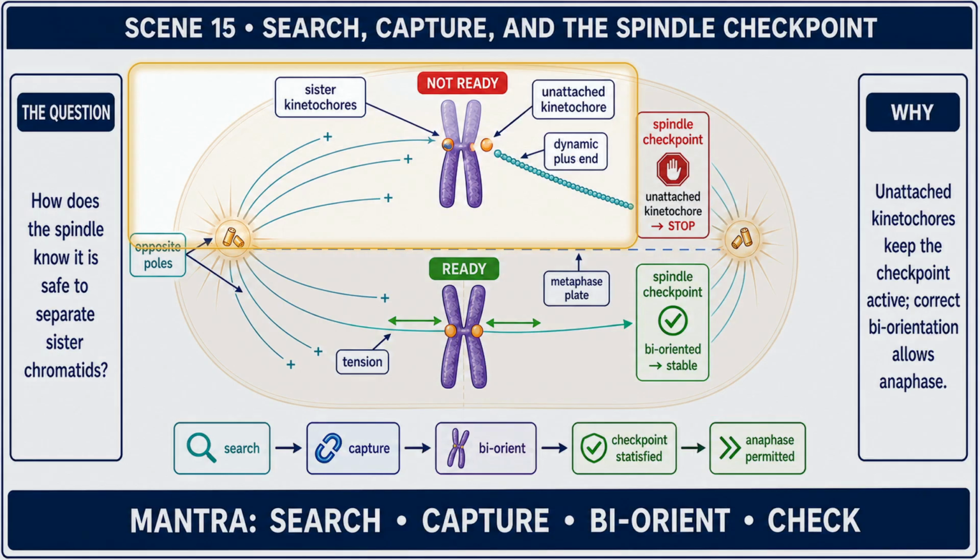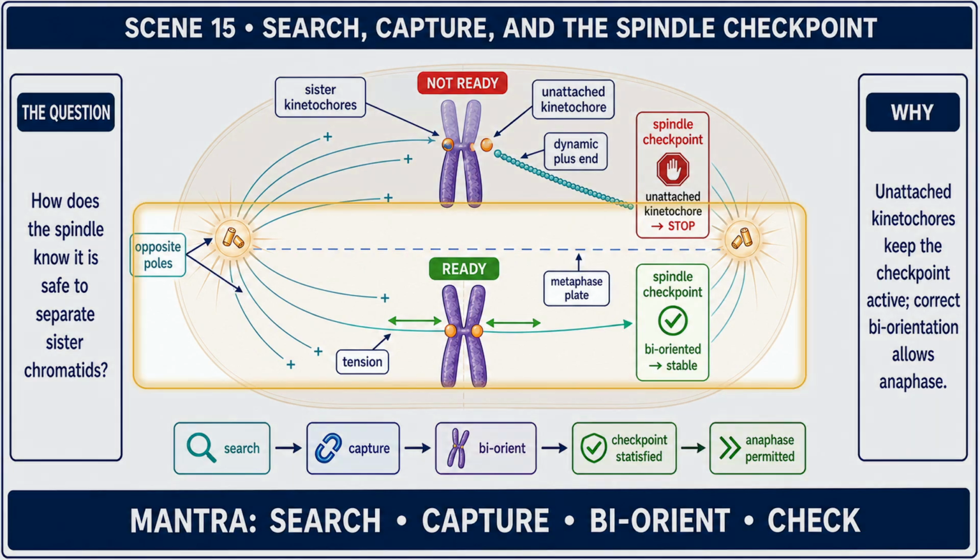Every chromosome must be attached correctly before sister chromatids can separate. Dynamic microtubule plus ends grow through the spindle and search for kinetochores. When a plus end captures one, the first attachment may still be wrong or incomplete. Correct biorientation means that the two sister kinetochores connect to opposite spindle poles. Pulling from opposite directions creates tension and helps stabilize that arrangement. Incorrect attachments are destabilized and tried again.